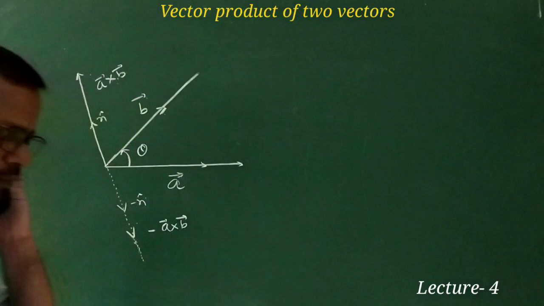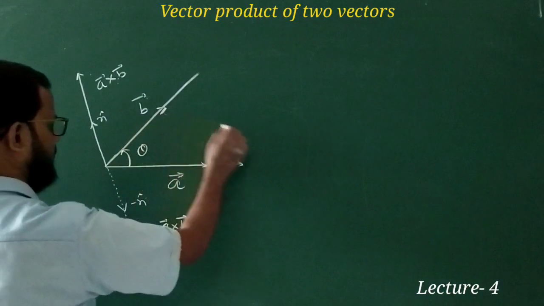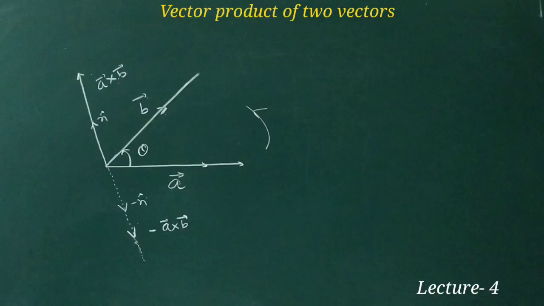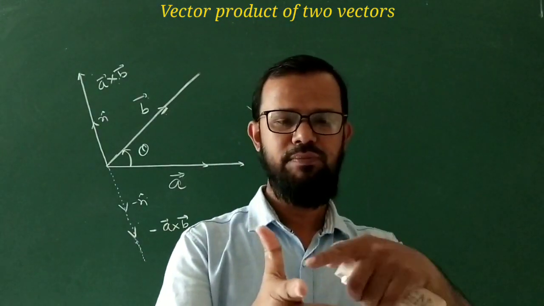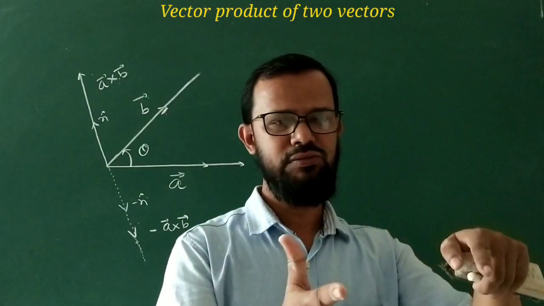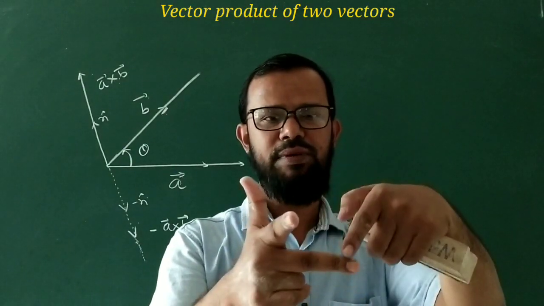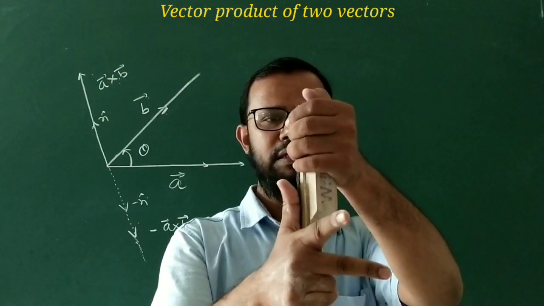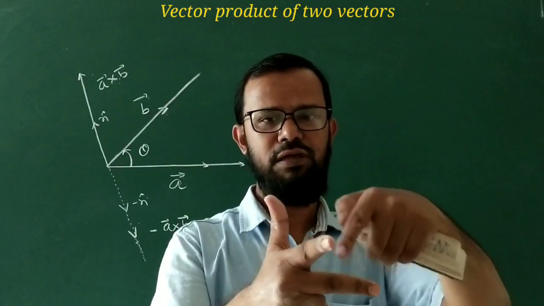What is the vector product of two vectors? You see two vectors, this is one vector, a vector, and this is another vector. Suppose their rotation is anti-clockwise. The vector perpendicular to this vector and that vector is called the cross product, that is, the vector product of the two vectors.